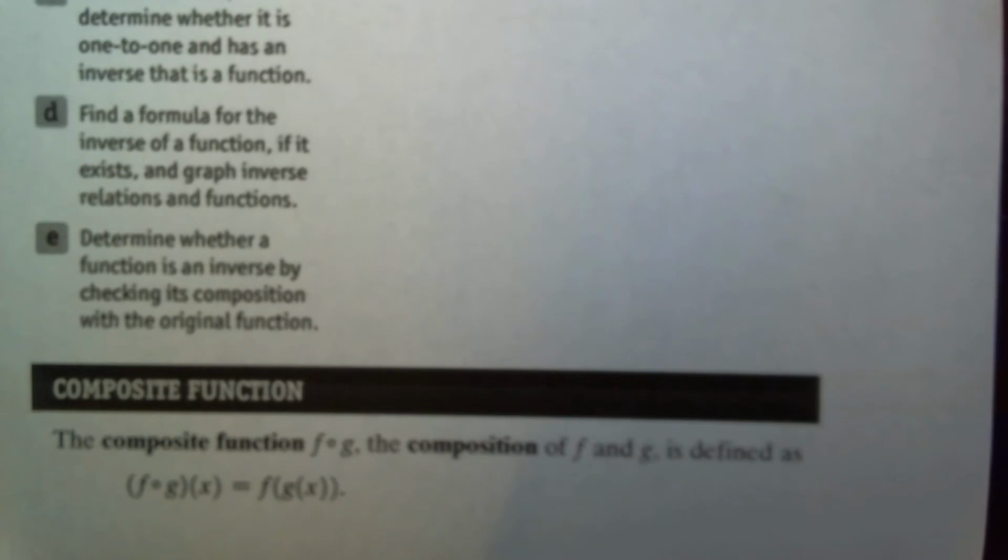So the first topic would be the definition of a composite function. The composite function f of g, the composition of f and g, is defined as f of g of x, is a function of g of x. In other words, the input to the function is another function, that's g of x.